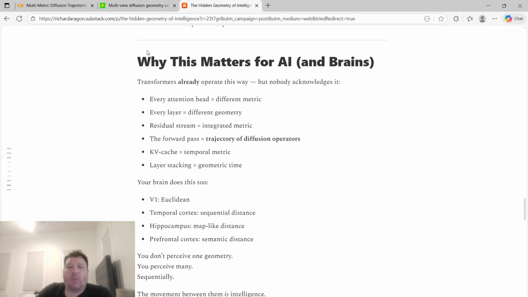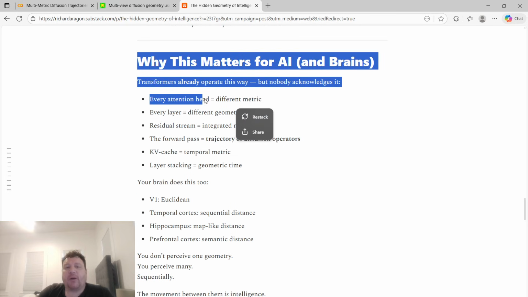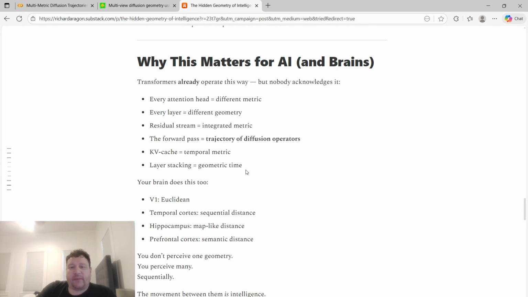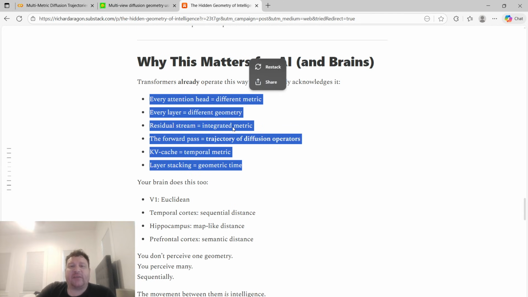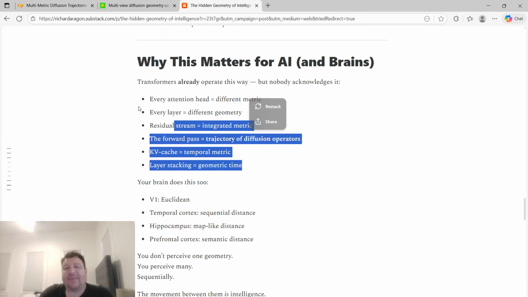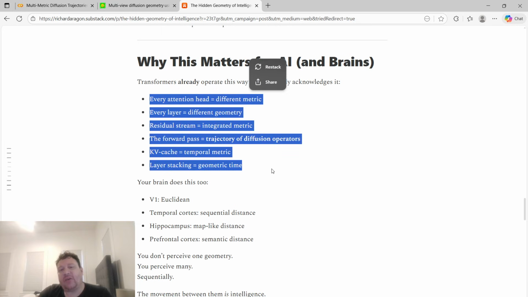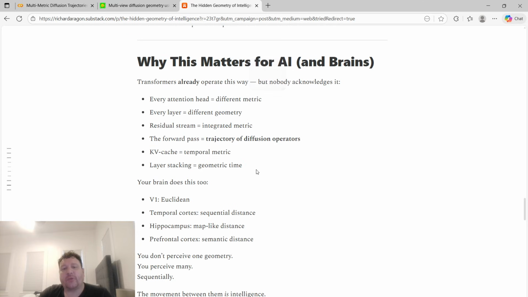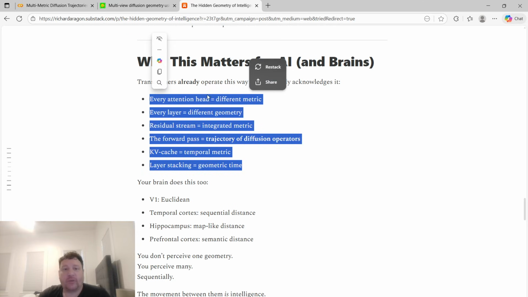And so why this matters for AI and for brains too is that transformers already operate this way, but nobody acknowledges it. This is to me the bottom line within this, right? Transformers accidentally do these things. You see a lot of hate on transformers recently, and I've flip-flopped a lot on transformers overall, right?